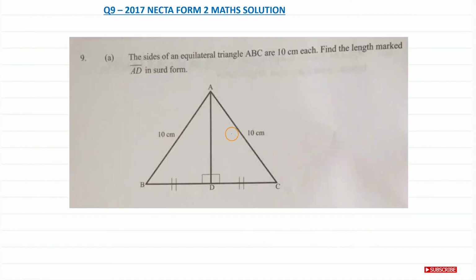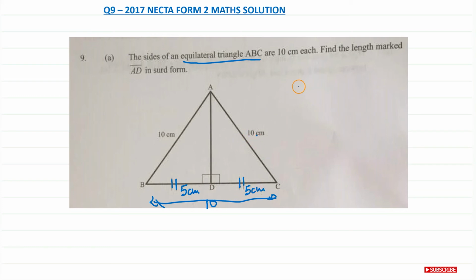And now for 9a, we're told the sides of an equilateral triangle ABC are 10 centimeters each. Find the length marked AD in third form. Well, if they are all 10 centimeters, that means also from there to there is 10, because why? It's an equilateral triangle. All the sides are equal. But we've got these sides here, which means these two, BD and DC, are equal, which means that's going to be 5 centimeters. And this side is 5 centimeters.